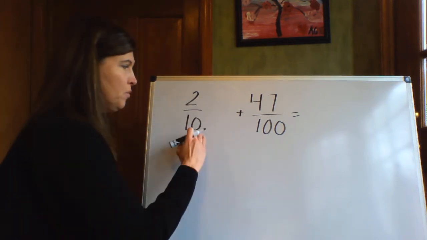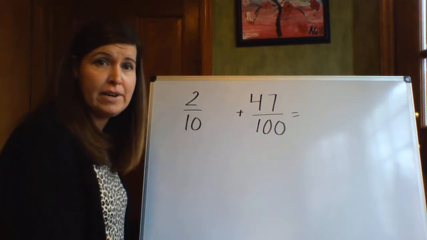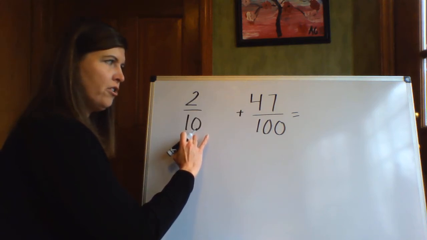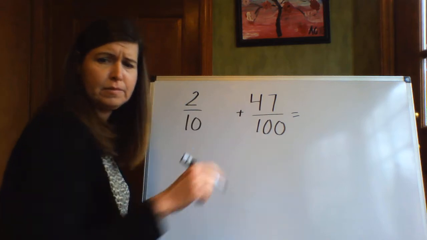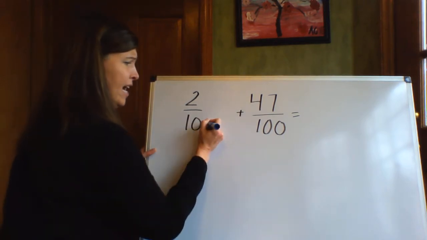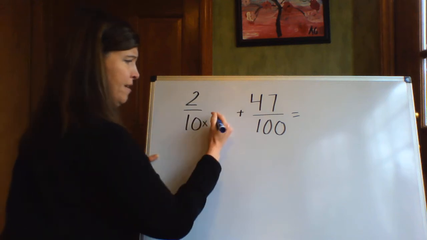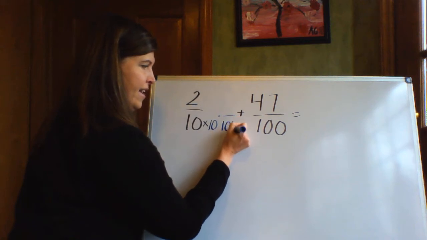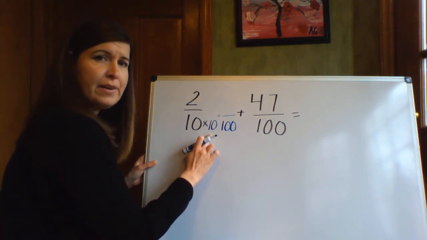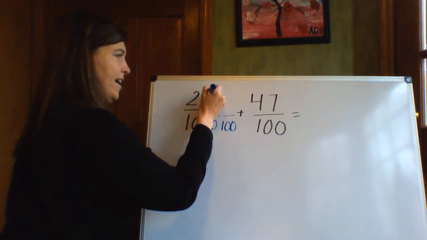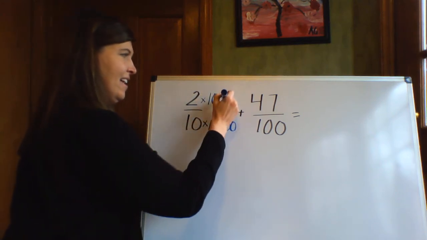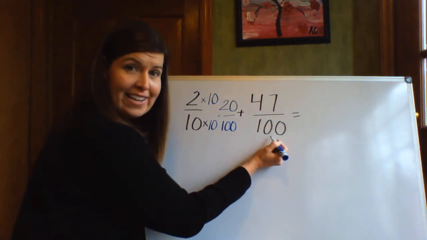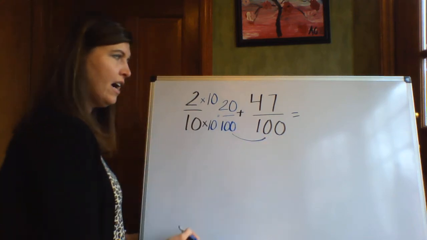Just like what we did with fractions, when we are going to add fractions, they need to have the same denominator. So we need to figure out how to get this 10 equivalent to 100. I know that if I multiply this 10 by 10, I can now have the denominator of 100. And whatever I do to my denominator, I have to do to my numerator. So I am going to multiply that by 10, and I'll end up getting 20 hundredths. Now I can add these because they both have the same denominator.